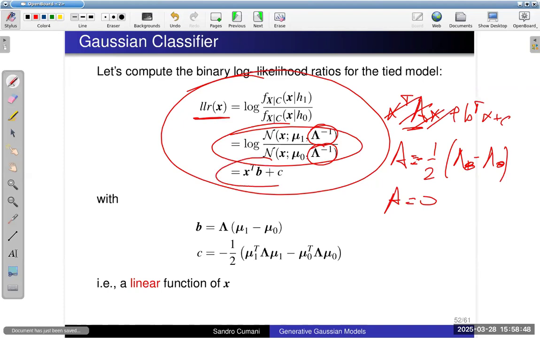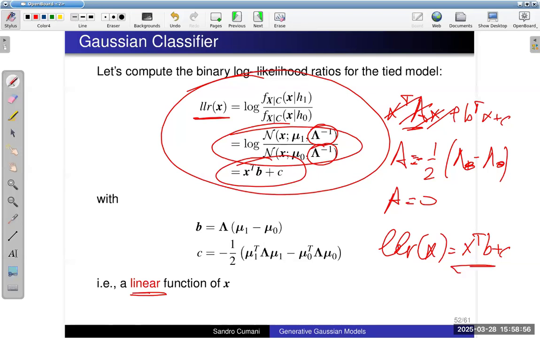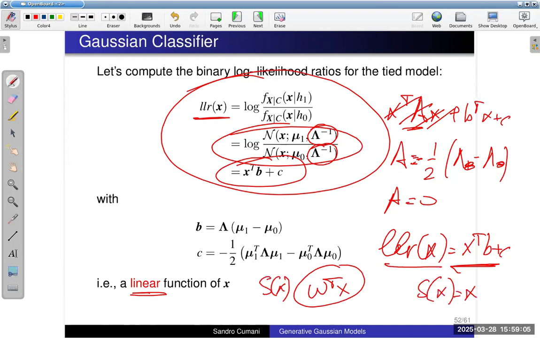The log likelihood ratio looks like what? Log likelihood ratio is equal to x transpose B plus C. So it's a linear function of x. Remember LDA. LDA, this was the score. Here, our score is x transpose B plus C, where B is given by this quantity and C by this term.